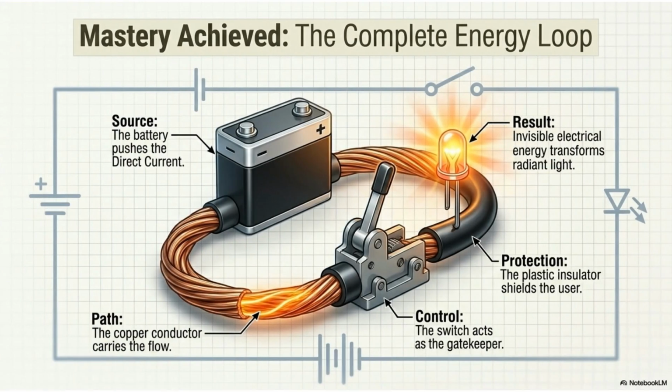In summary, a complete energy loop requires a power source, a conductive path, a control switch, and a load like an LED. Together, these components transform energy into the light we use every day.